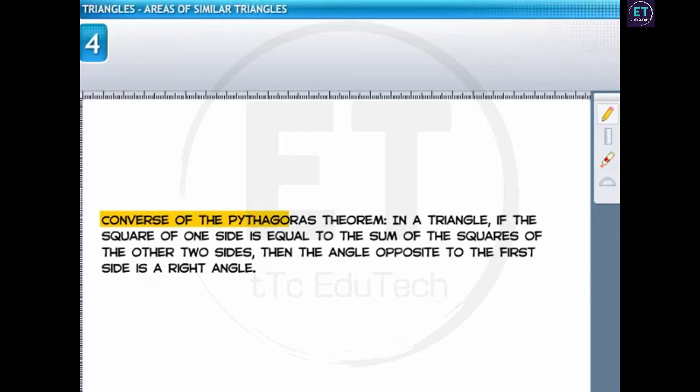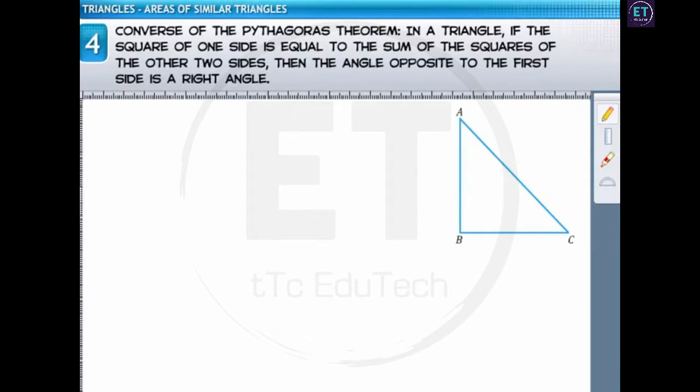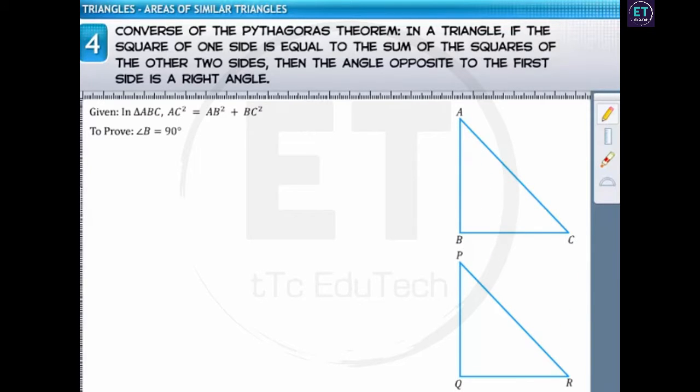Now, let's prove the converse of the Pythagoras theorem. The theorem states that if the square of one side is equal to the sum of the squares of the other two sides, then the angle opposite to the first side is a right angle. We have a triangle ABC in which AC square is equal to AB square plus BC square. We need to prove that angle B is equal to 90 degrees. Let's construct a right triangle PQR with a right angle at Q such that PQ is equal to AB and QR is equal to BC.